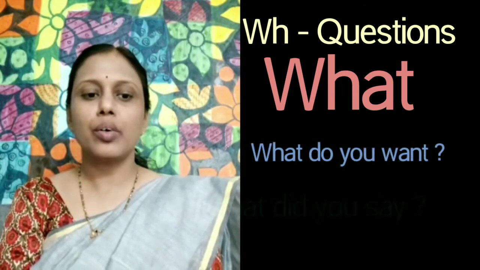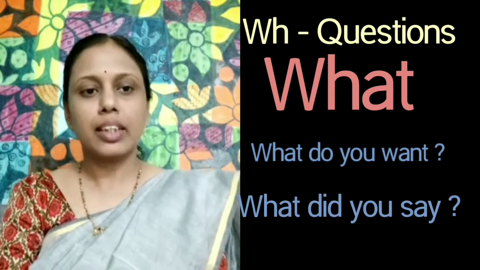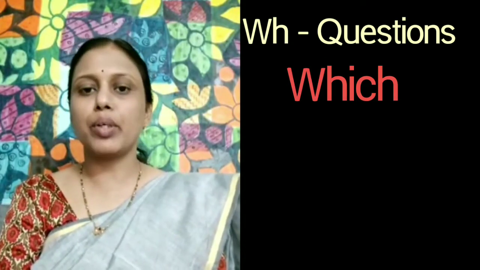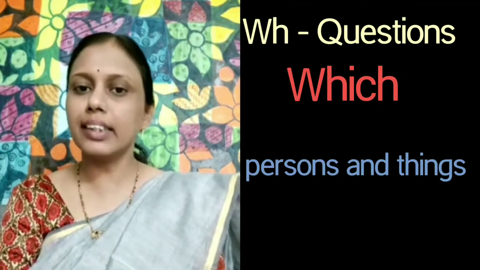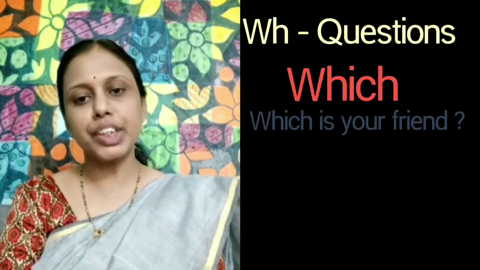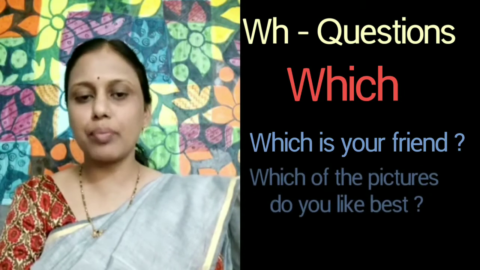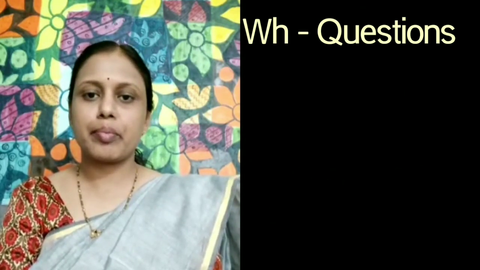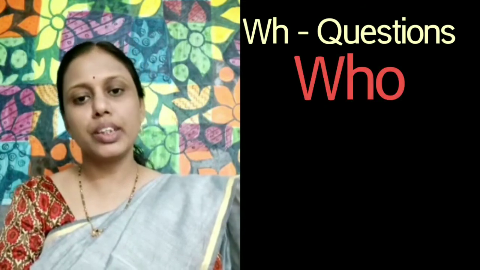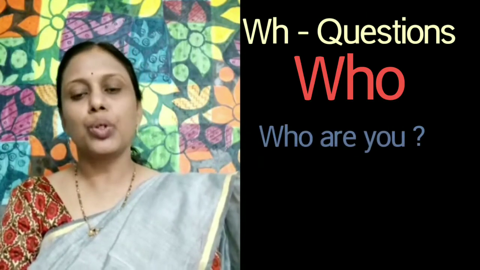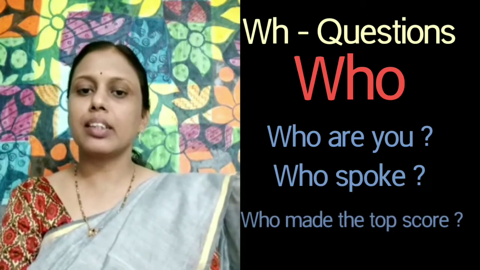Now take other examples. What do you want? What did you say? The question word which is used to ask about persons and things. It implies selection. For example, which is your friend? Which of the pictures do you like best? The question word who is used to ask about persons only. For example, who are you? Who spoke? Who made the top score?